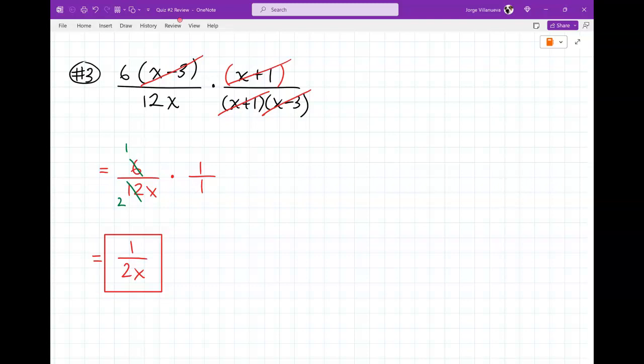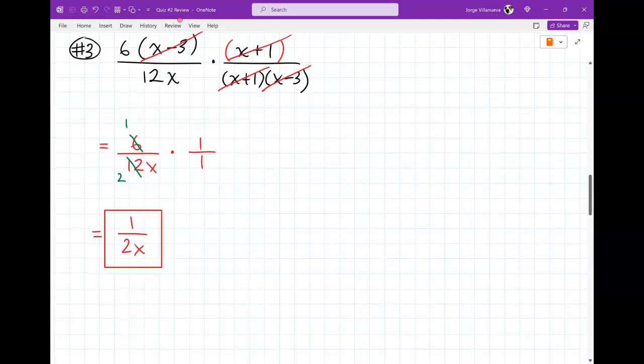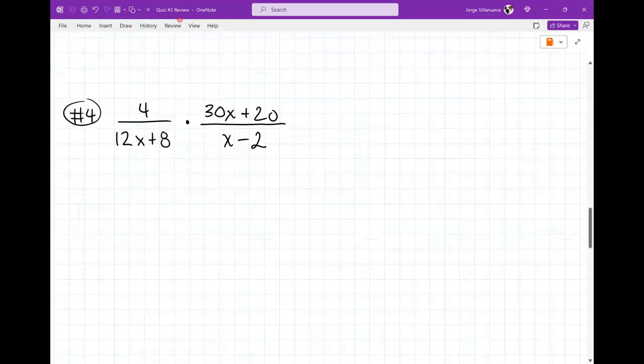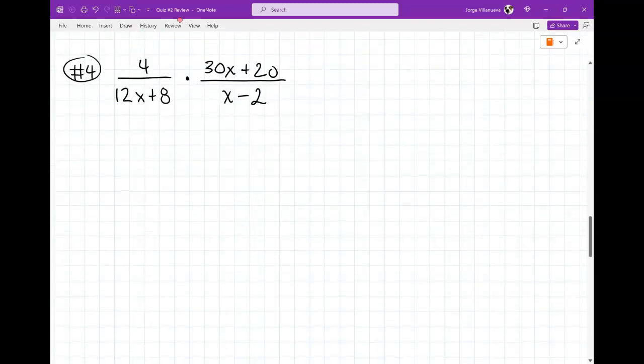All right, so we're halfway through this review. Still haven't done anything too complicated. We'll try getting to that at least on the last 2, because there are a lot of problems on your quiz where you are going to have to do a lot of factoring, okay, for just one problem. So we're getting there.